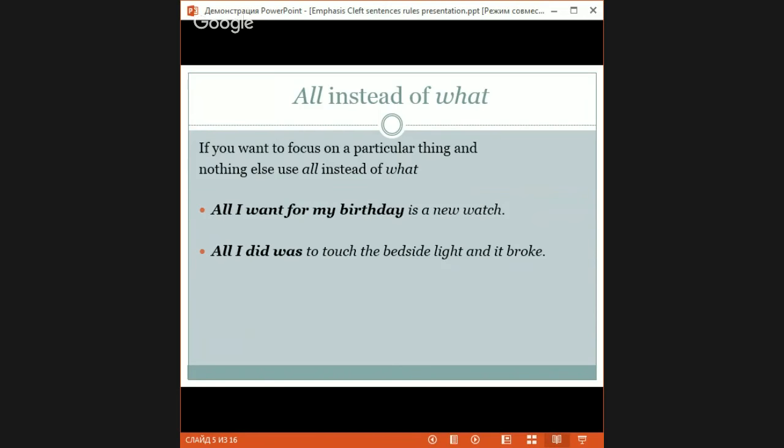Instead of what, we can use all when we want to focus on a particular thing and nothing else. So, all I want for my birthday is a new watch. It's possible to say what I want for my birthday, but all I want sounds like that's it. Nothing else. Just give me a new watch. All I did was to touch the bedside light and it broke. So I didn't do anything else. It's not my fault.